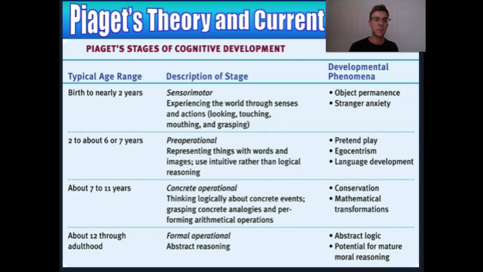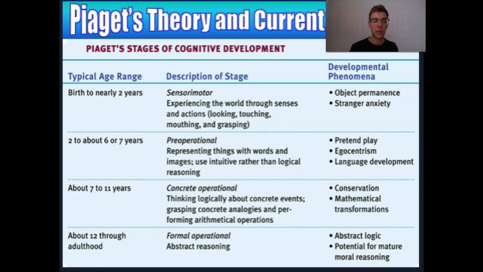Next you have ages 2 to 7. This is pre-operational. Some key phenomena here are that pretend play begins to develop, egocentrism, and you see major development in terms of language. Then from ages 7 to 11, you see the concrete operational stage, in which being able to solve problems of conservation and mathematical transformations is seen.